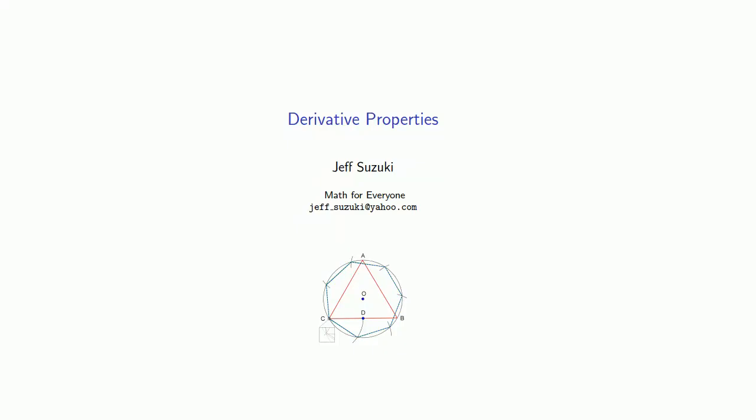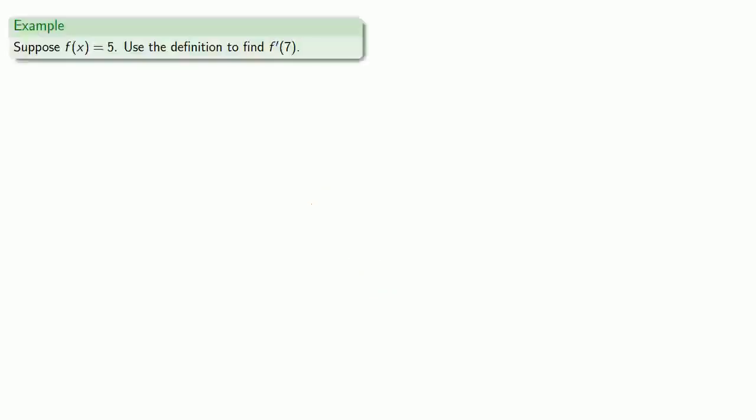As with limits, knowing a few properties of the derivative will help us to find many derivatives. Let's begin by finding a simple derivative. Suppose f of x is 5. We'll use the definition to find the derivative at 7.